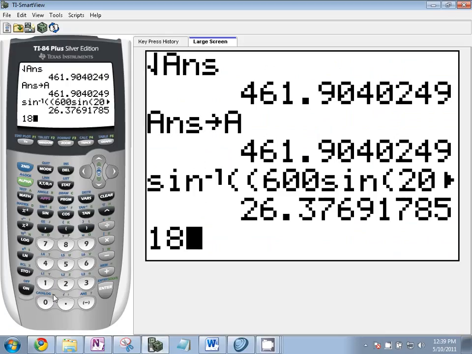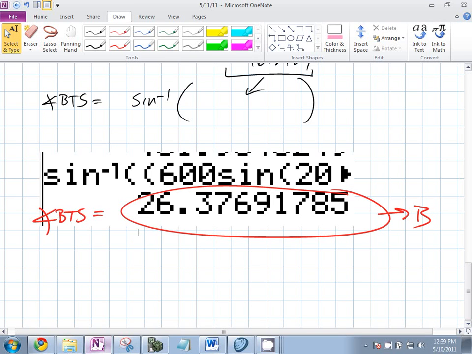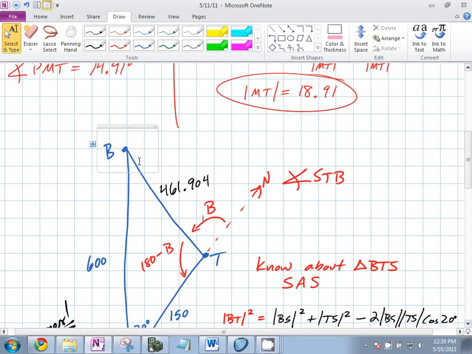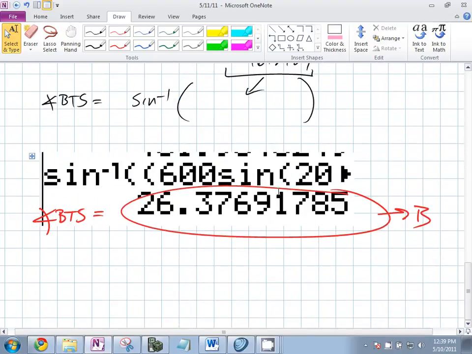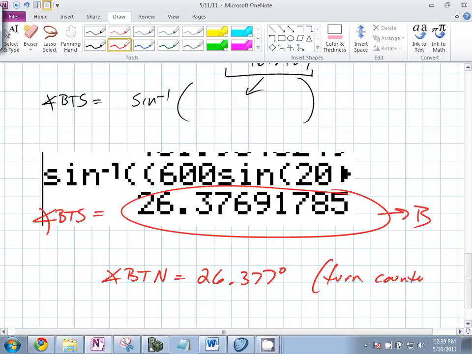The angle measure we were looking for is this, but why were we trying to find that angle measure? So we could find BTN, but did we already find it? So the angle BTN is actually what? 26.377 degrees. So turn counterclockwise. Okay, so that's the first part of the question.